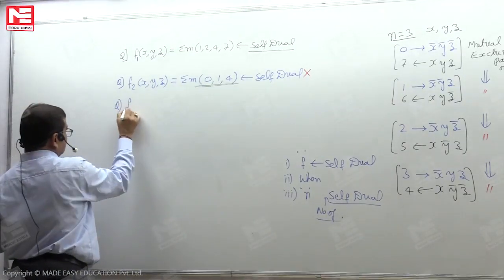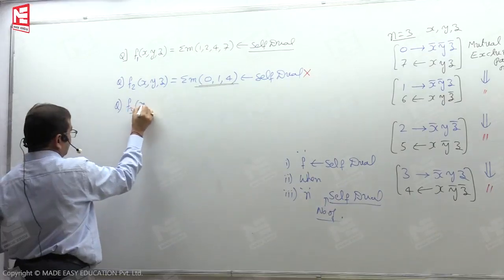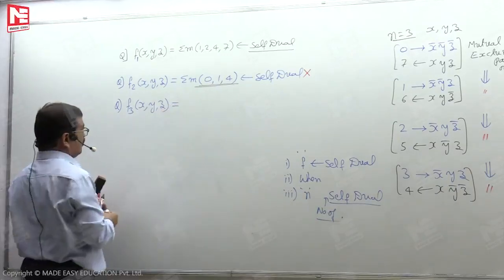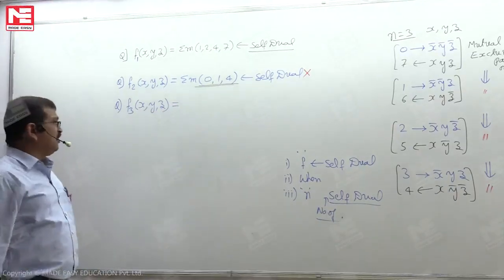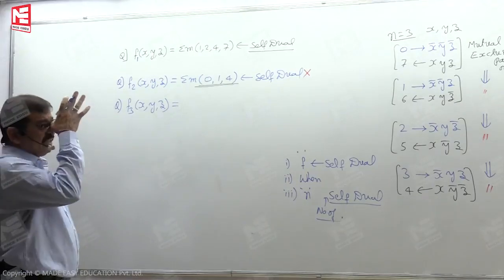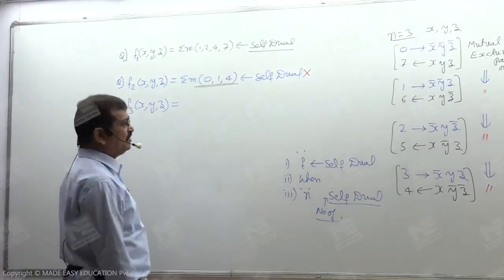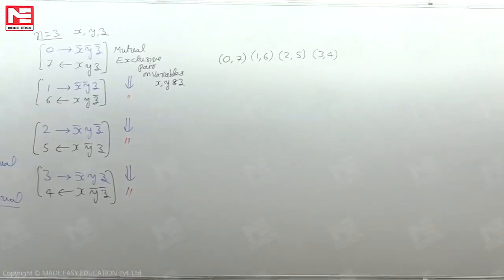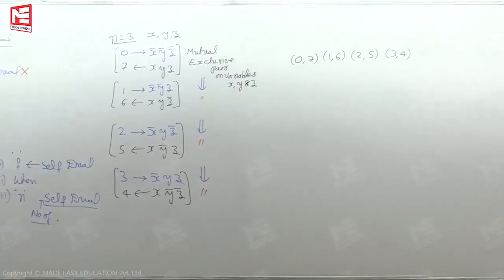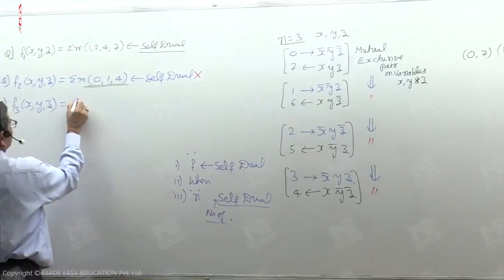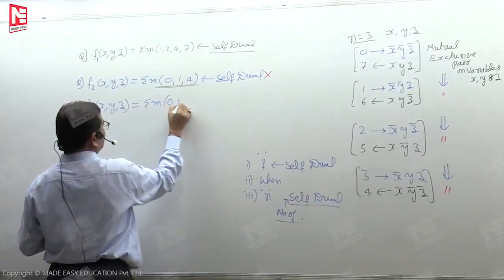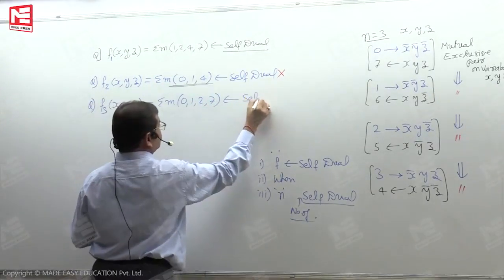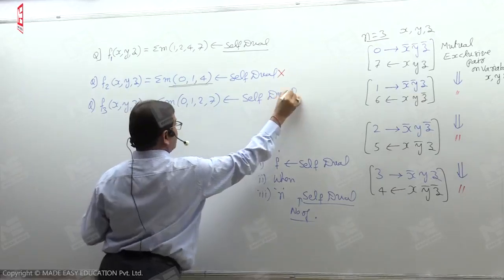Next, consider the function as f3. f3 of x, y, z, consider the minterms for this function as 0, 1, 2, 7. 0, 1, 2 and 7 are the minterms. Again our question is to check whether it is a self-dual function or not.